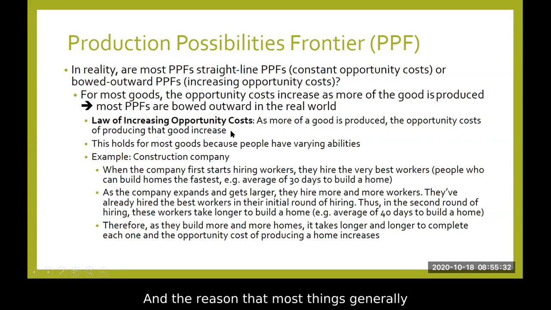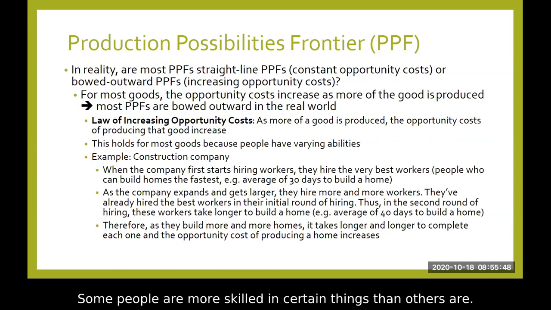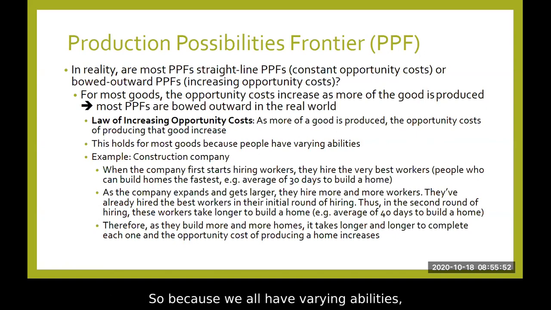And the reason that most things generally have increasing opportunity costs is because people have varying abilities. So as human beings, we don't all have the same skills. Some people are more skilled in certain things than others are. So because we all have varying abilities, anytime humans are used in this production process, you're going to see that the opportunity costs are increasing.